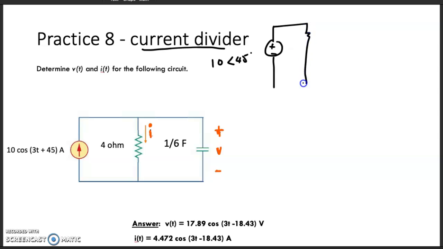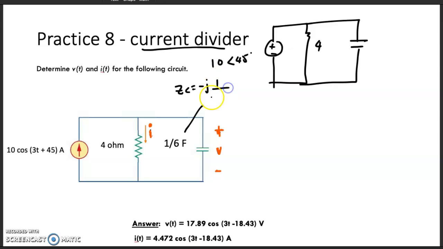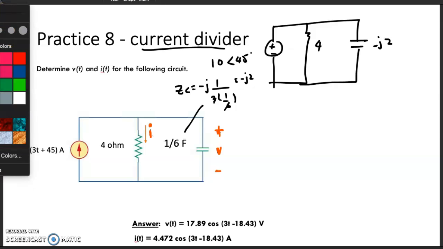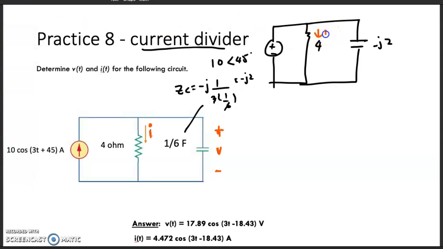Then you have 4 ohm. And then you have a capacitor. So this capacitor you're going to change to the phasor. So it becomes 1 over, the omega here is 3 and the capacitance is 1 over 6. So it becomes minus J2. So just put here minus J2. Okay, your aim is you are going to find the current across here.